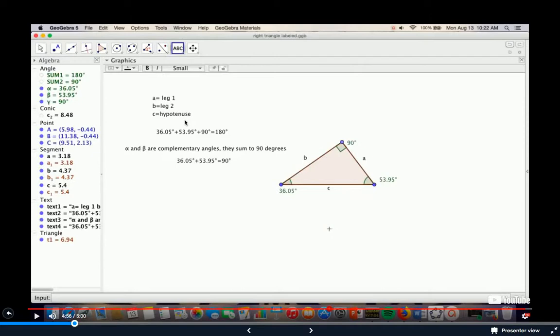I also indicated that all three angles when added up are equivalent to 180 degrees. And specifically for a right triangle, these two angles right here and here are complementary angles, as shown right here, and they sum to 90 degrees.